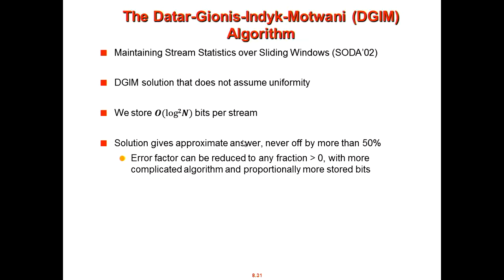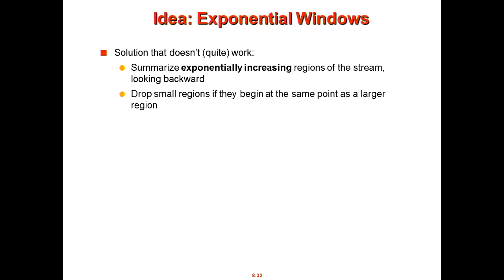So this is a summary of this algorithm. It does not assume uniformity, it has very good space cost, and the answer also has a performance guarantee, which can be reduced to any fraction larger than 0. Let's look at the idea first.